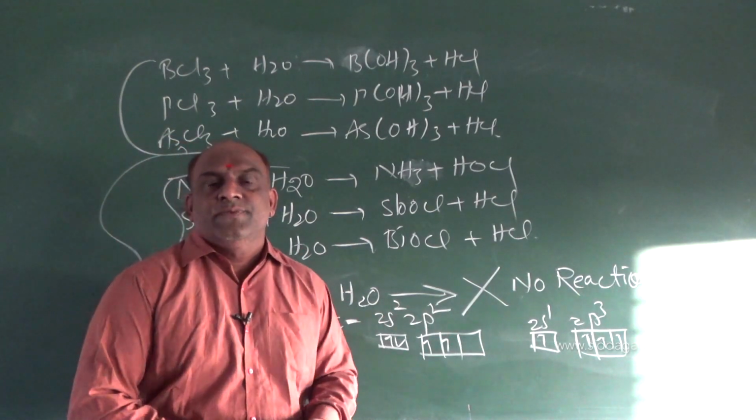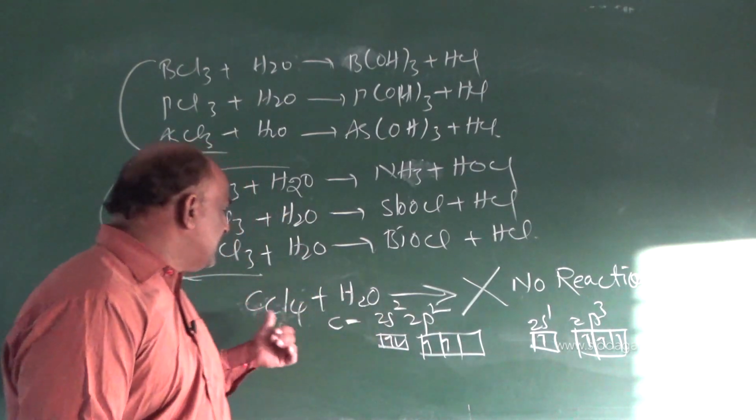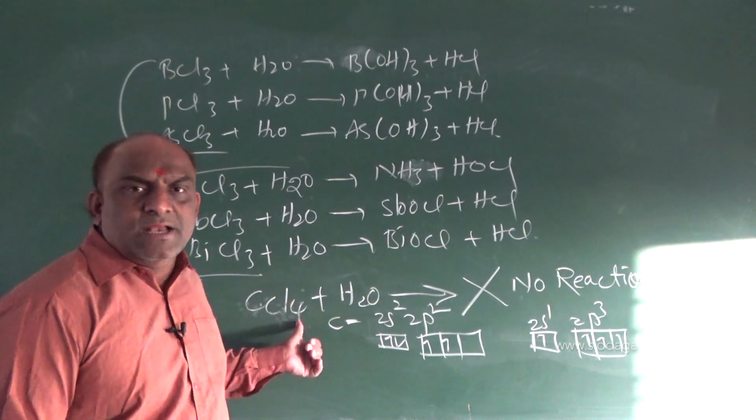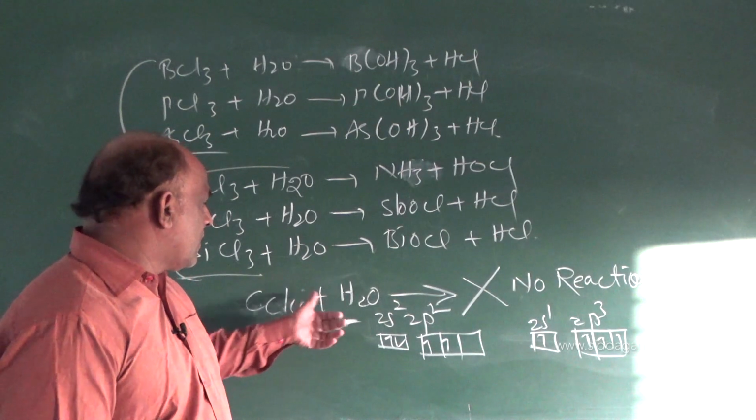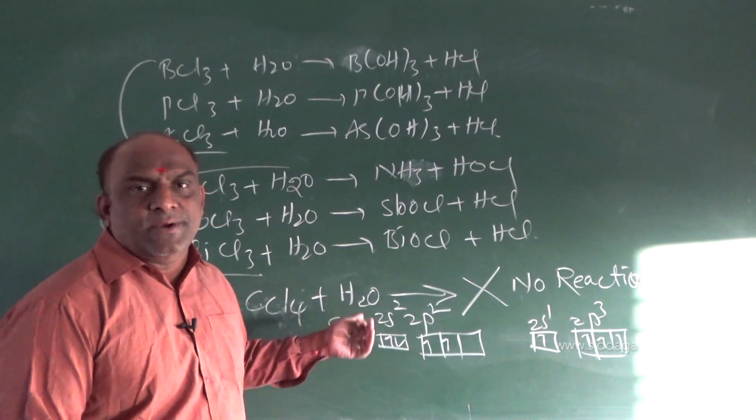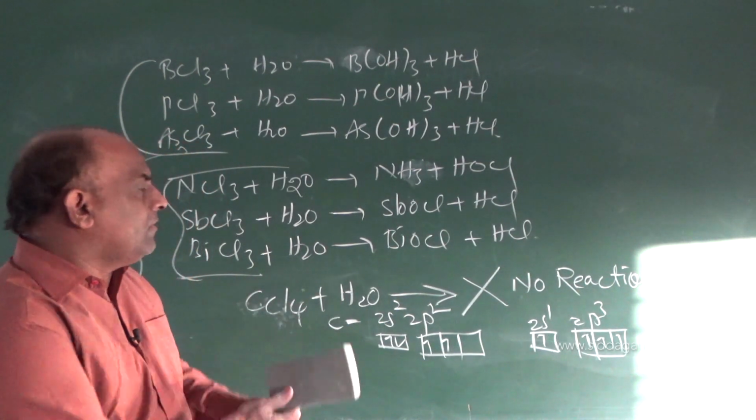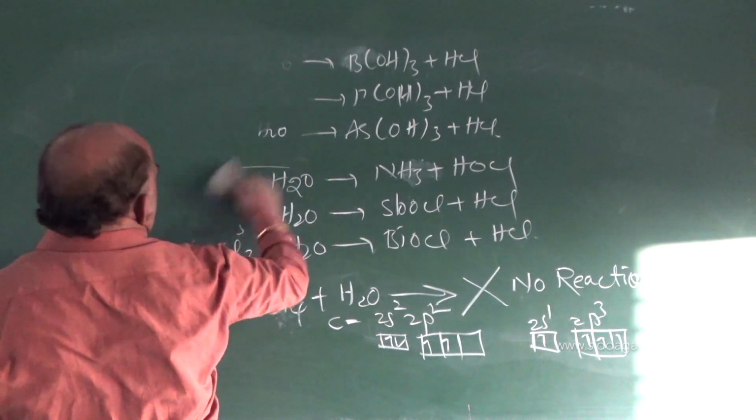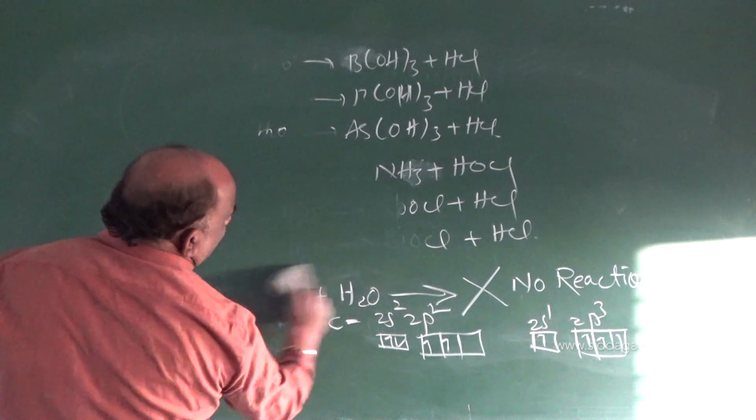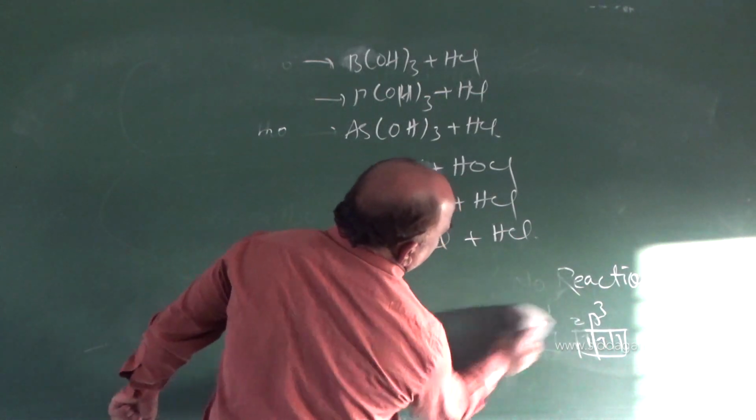What is condition 2? Chlorine has vacant d orbitals, but Cl is more electronegative than C, so it is not possible to accommodate the lone pair in the vacant d orbital. Due to that reason, CCl4 does not give a hydrolysis reaction. So these are the chemical reactions of trihalides.